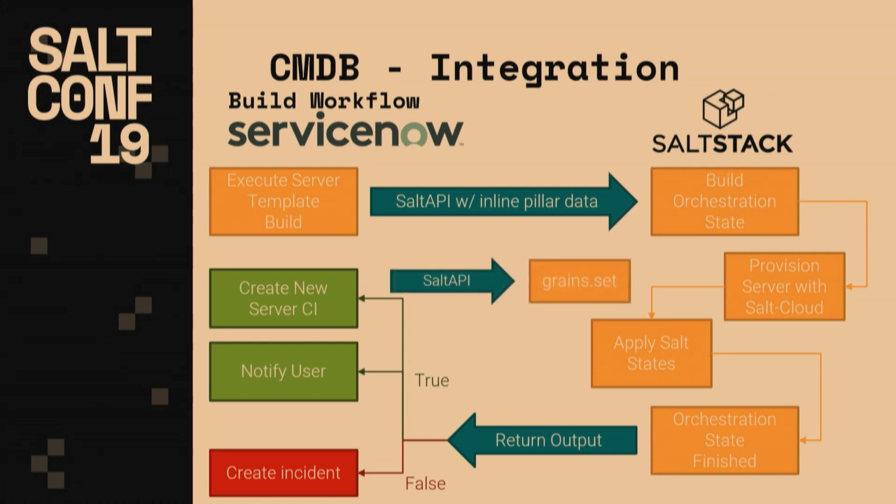And lastly, because we want to keep our server CI in ServiceNow linked with unique identifiers to SaltStack's minion, we can connect back to Salt API and actually set some custom grains on that minion. And that way, whenever SaltStack in the future needs to check on that server CI, or vice versa, whenever the server CI in ServiceNow needs to connect back to the SaltStack minion, it can use that unique identifier.